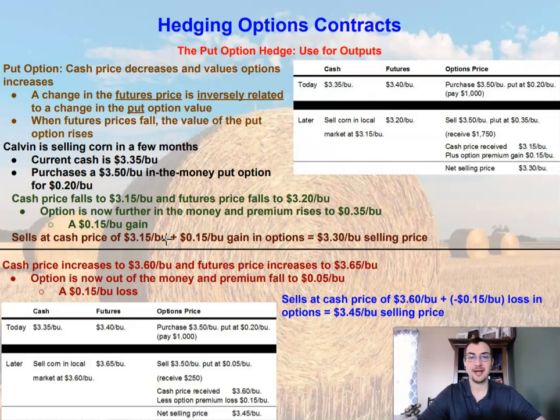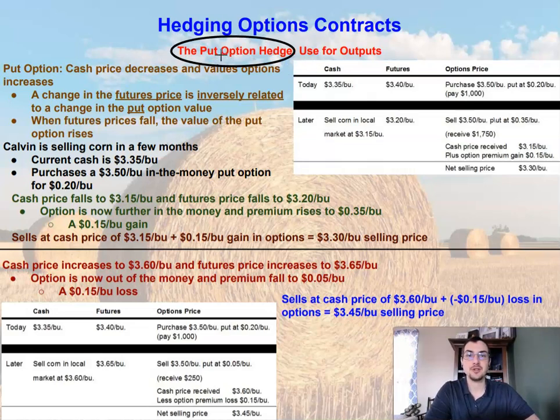So we talked about how the intrinsic value and the time value lead to the value of an options contract. The premium of a put option is going to be dependent on whether you're in the money, at the money, or out of the money, and how much time is left in that contract, that time value aspect. So let's see how we can actually use a put option to hedge for outputs.